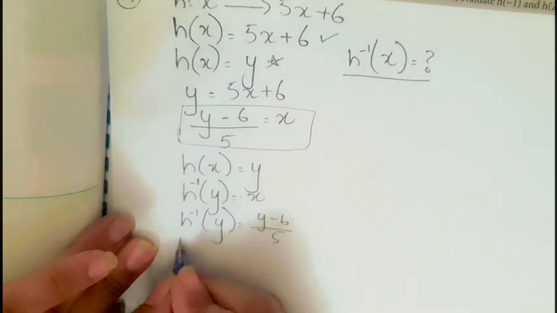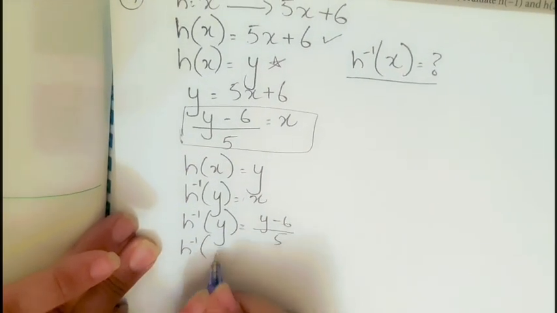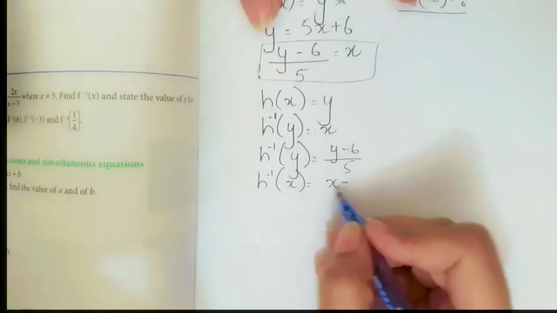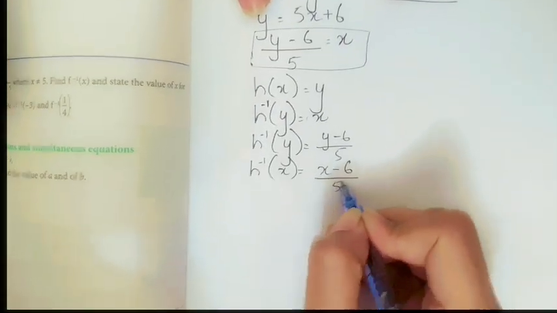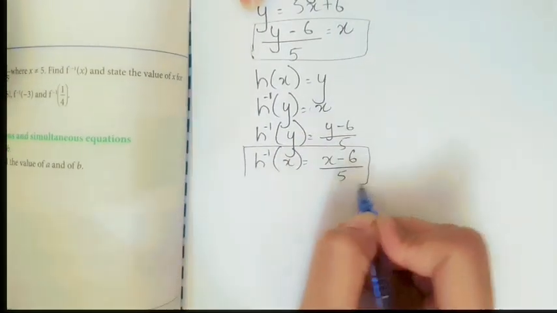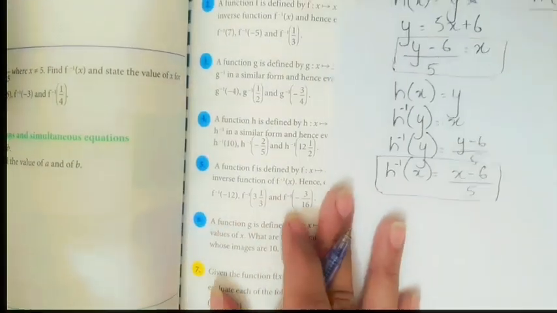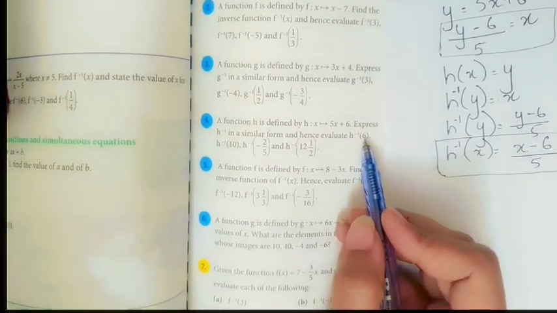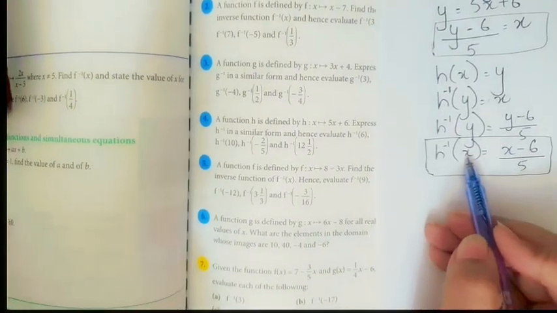And now I'm changing the variable. In place of y I'll use x, so x minus 6 upon 5, this is our h inverse of x. Okay, now what we have to find out in question number 4 is h inverse of 6. So we'll use 6 in place of x and we'll find out.